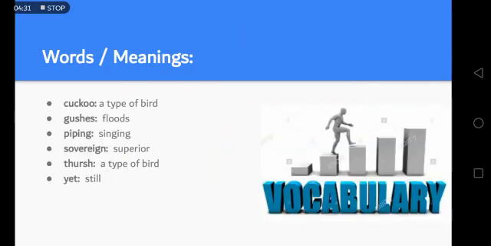Next one is word meanings. Okay, my dear students, here are the word meanings. These are the difficult words of the poem, so you have to underline all these words in your book. First one is cuckoo. Cuckoo is a type of bird. Second one is gushes. Gushes means floods, streams. Third one is piping, means singing. Sovereign, superior. Thrush, a type of bird. Yet, still. Yet means still.